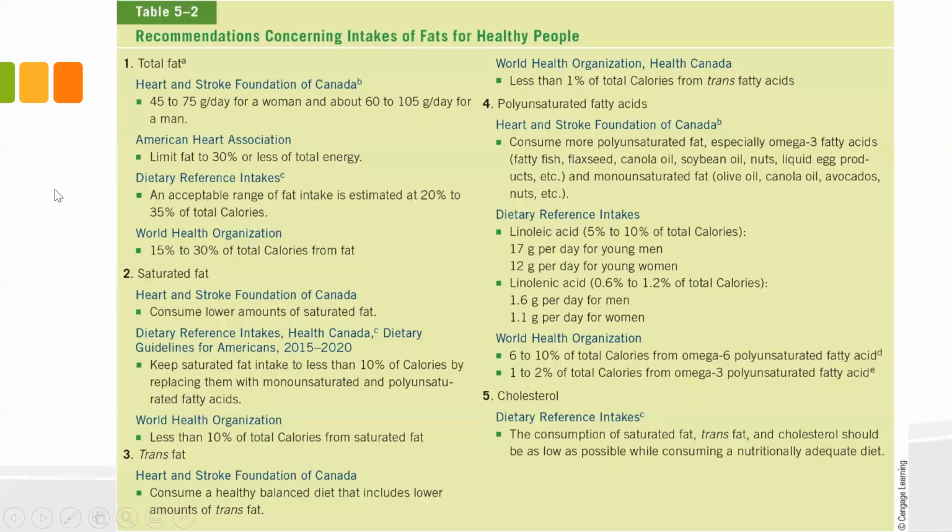This is the table from the textbook. You can see they're giving a little bit more detail on what I said. If you want to take a look at that, you can see they're talking about certain fatty acids. These are the essential ones, linoleic acid and linolenic acid. Those are the 2 essential fatty acids that you have to have in your diet. And they're recommending this much per day and so on, and a few other things around trans fats and polyunsaturated fats and whatnot. Feel free to take a look at it if you're interested.